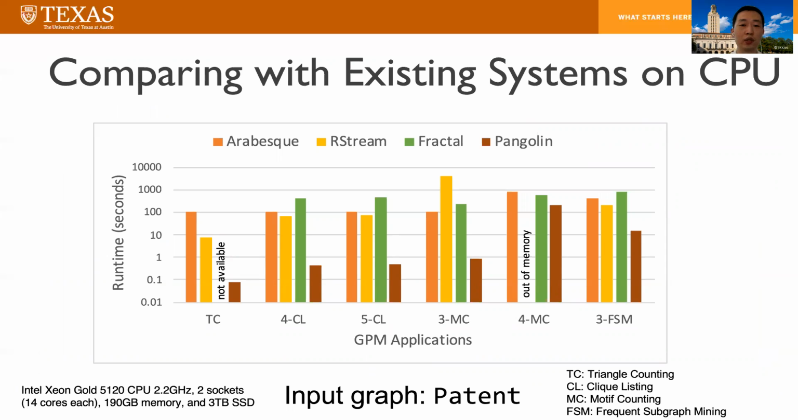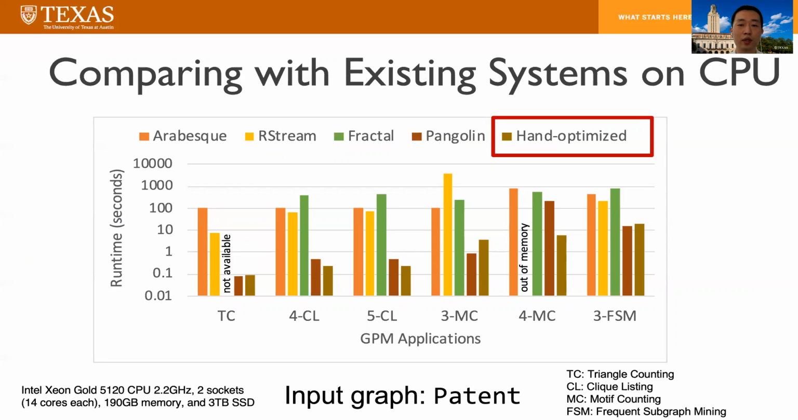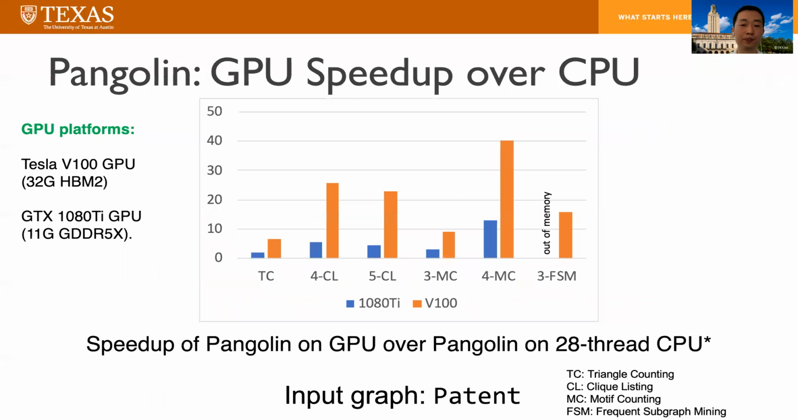Lower is better. Due to the optimizations like search space pruning and avoiding isomorphism tests, as well as efficient parallel implementations, Pangolin consistently outperforms existing systems. On average, we observed 49, 88, and 80 times speed up over Arabesque, RStream, and Fractal. For some applications such as 3 motif counting, Pangolin is orders of magnitude faster. Pangolin even achieved competitive performance with hand-optimized implementations for many cases, significantly reducing the performance gap.